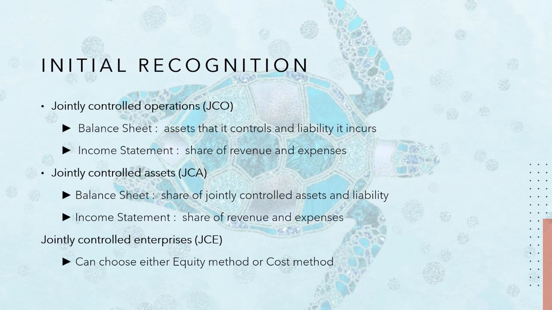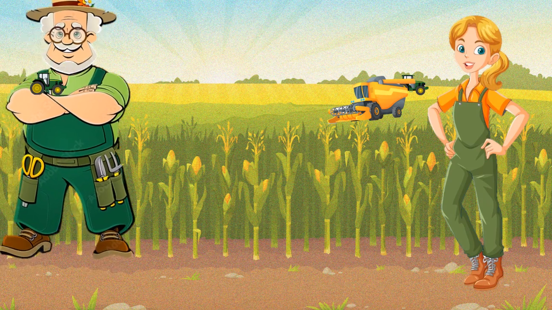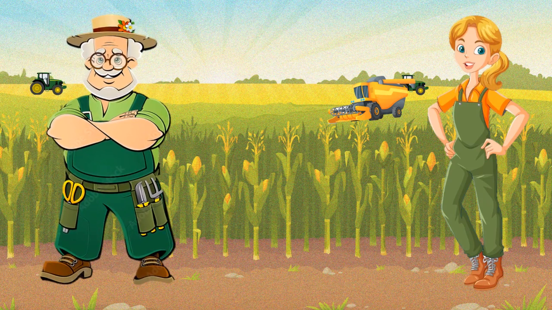Let's consider a scenario for understanding joint control. Jane owns a cornfield. She has been harvesting corn for generations. Jane sells corn to a processing plant to be ready for sale for distribution. William is a farm equipment mechanic.